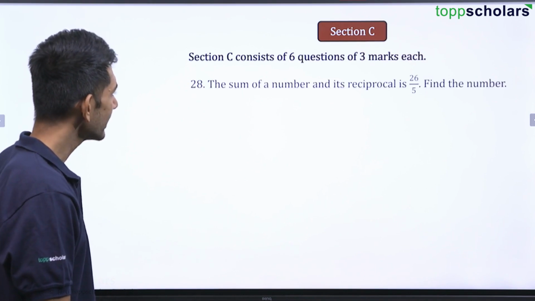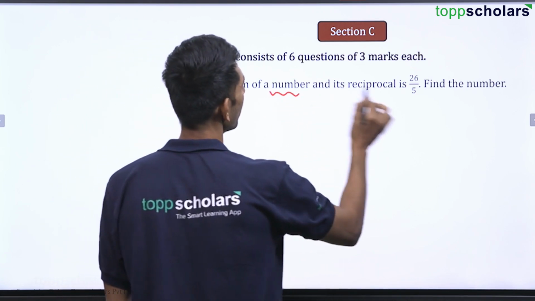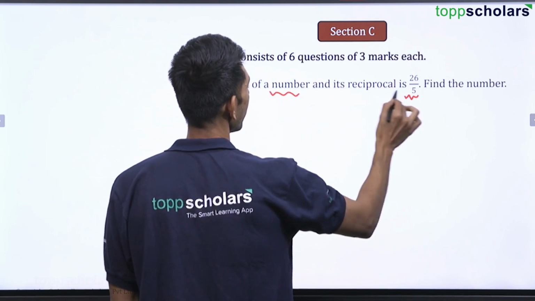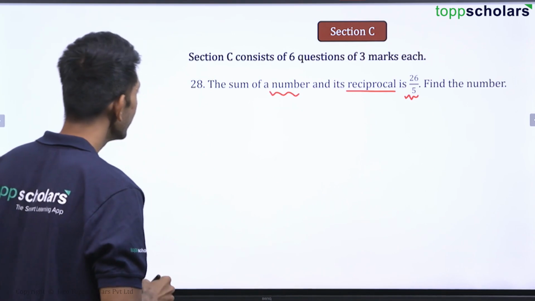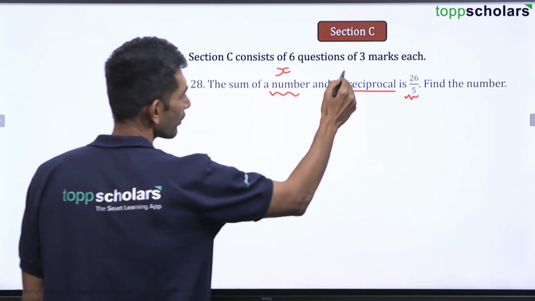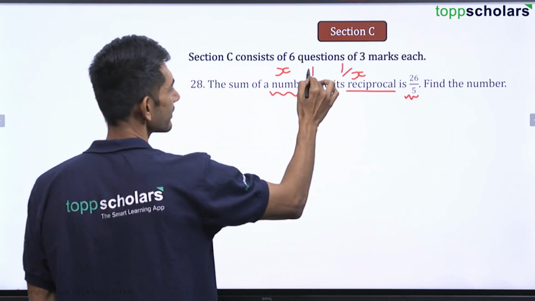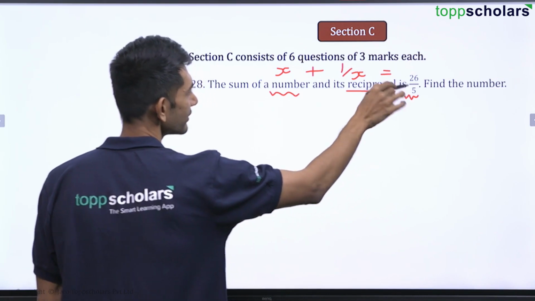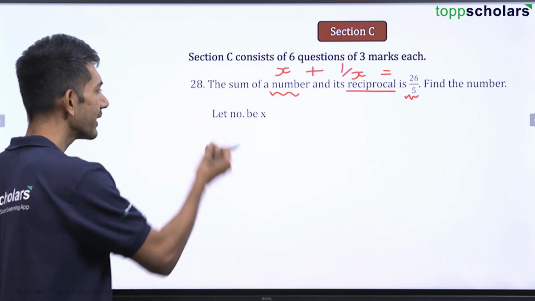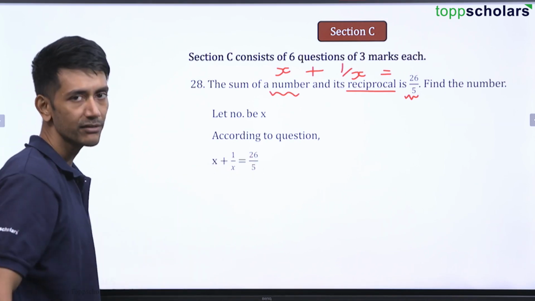Let's have a look at a new question now. It says sum of a number and its reciprocal is 26 by 5. So obviously we don't know the number here. We can take the number as x and the reciprocal will be 1 by x, and then we are supposed to find out the number where the sum of these two is given as 26 by 5. So let the number be x. So according to the question, x plus 1 by x is 26 by 5.